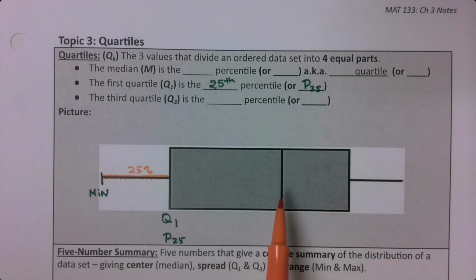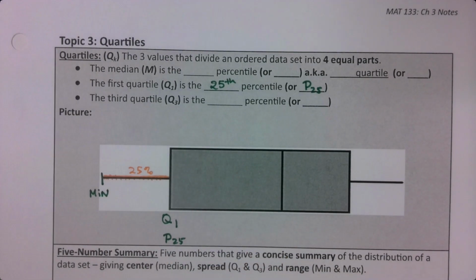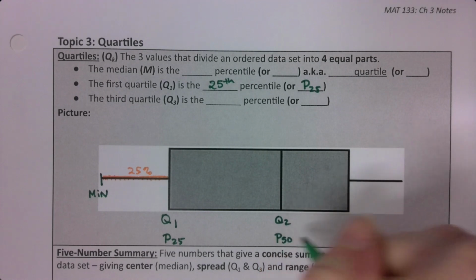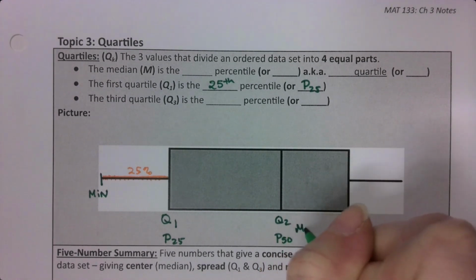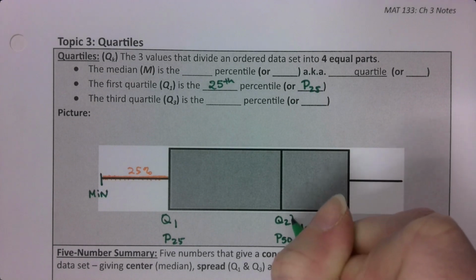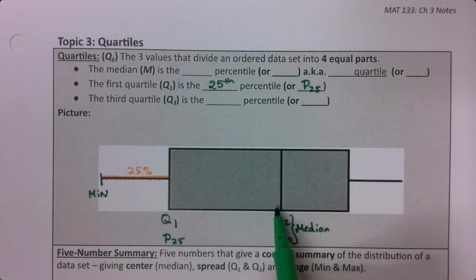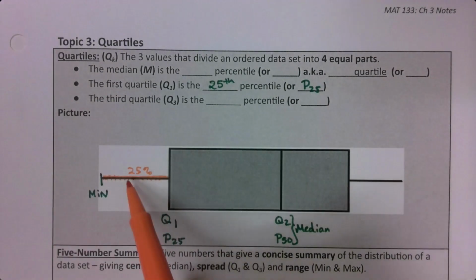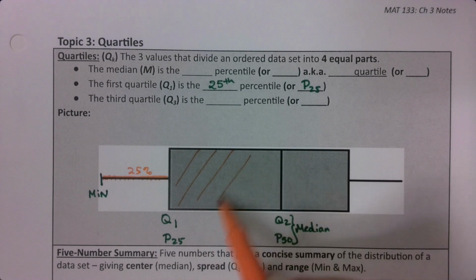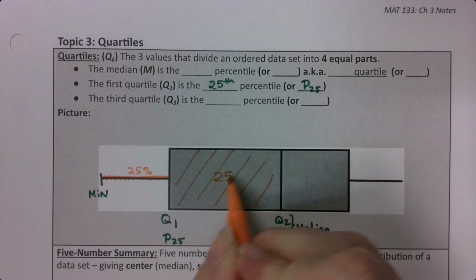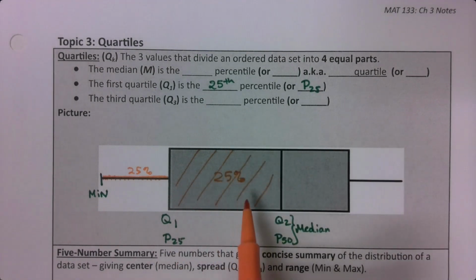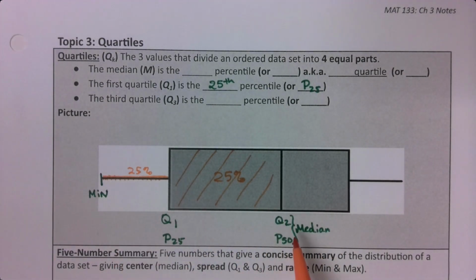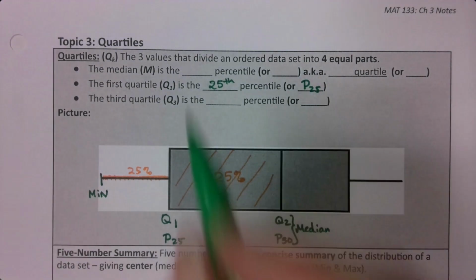Now you'll notice I didn't put it in the center, but it is in the center. I'll talk about that. But that's Q2, which is P50, which is also known as the median. The median is the value that has 50% below, right? Because this section had 25 and then this section has 25%. So 25% of the values fall in here. So that means 50% in total are below that value. So that makes the median very special.